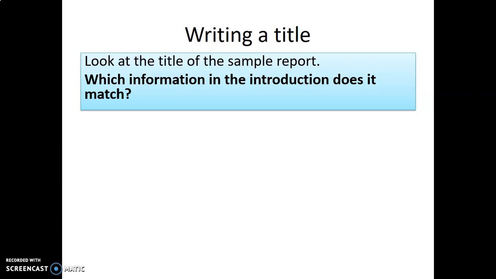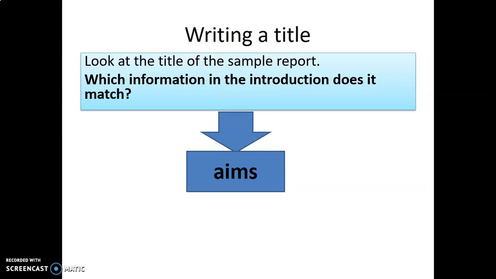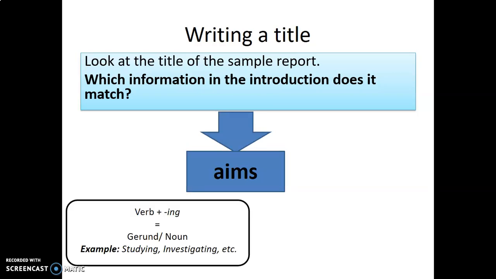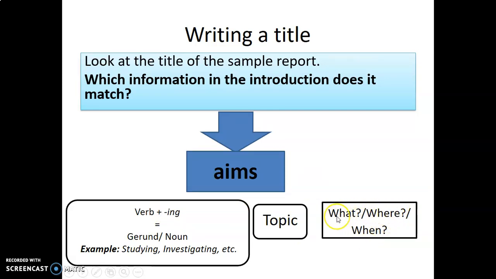Alrighty, hopefully you have paused the video. Let's move on to that. Actually, it matches the aims. So when you write the title of the report, it should match the aims. So the title starts with verb plus ing. So you take the verb that you use to describe your aims. For example, your aims are to compare the population of Dubai and Muscat, right? So the title will be comparing what? The population of Muscat and Dubai. If you know when, where, or whatever, some extra information, you write it at the end.